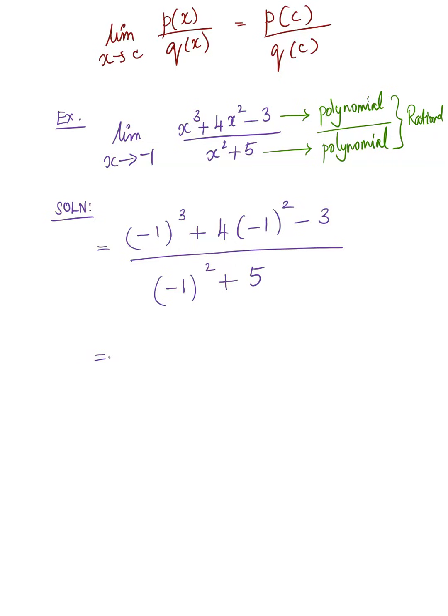Okay, -1 the whole cubed would be -1. It returns a negative because of the odd power. -1 the whole squared is a +1. 4 times +1 is 4 minus 3. Take the time to do this part carefully, right? -1 the whole squared is +1 plus 5.